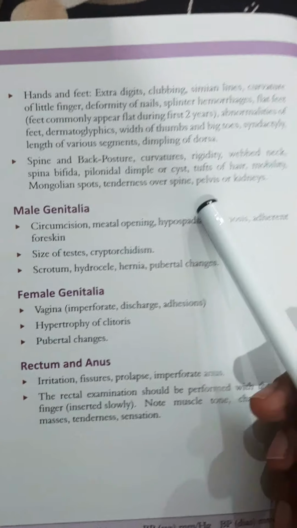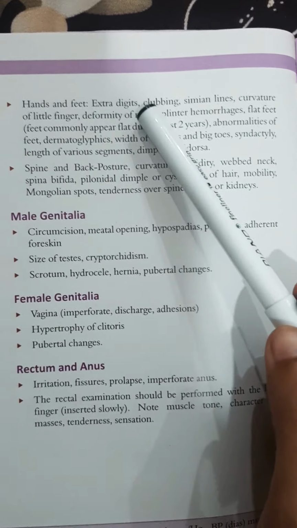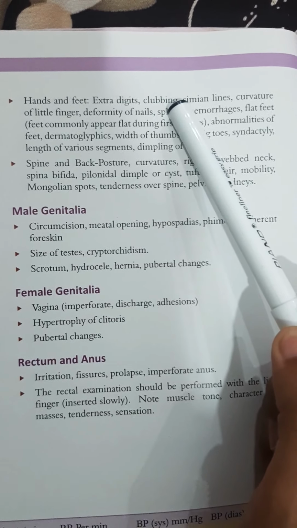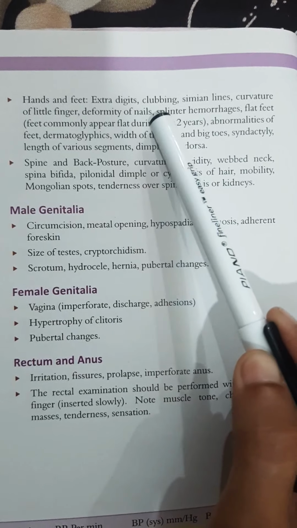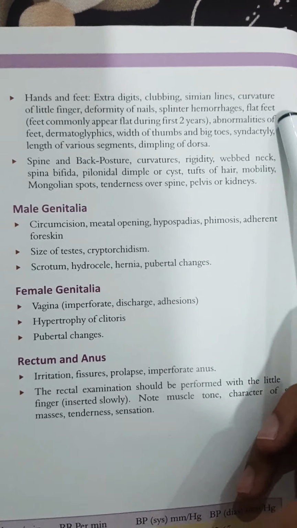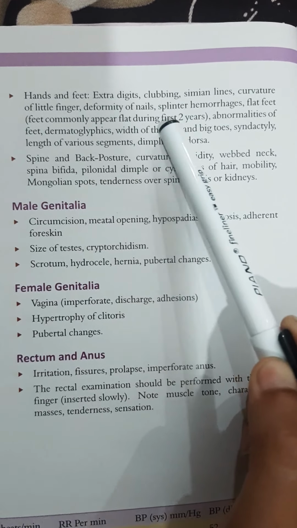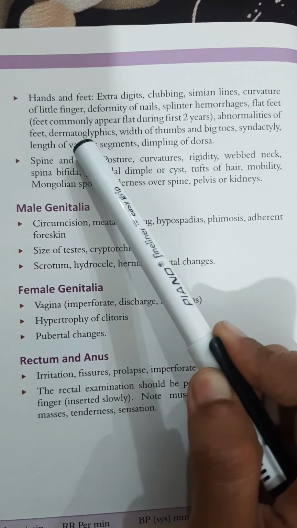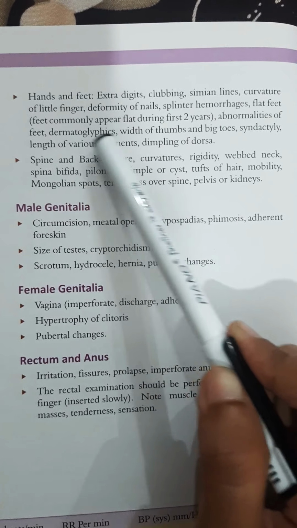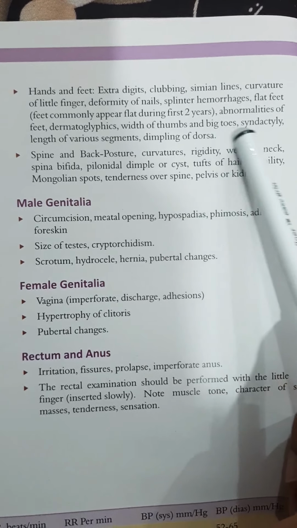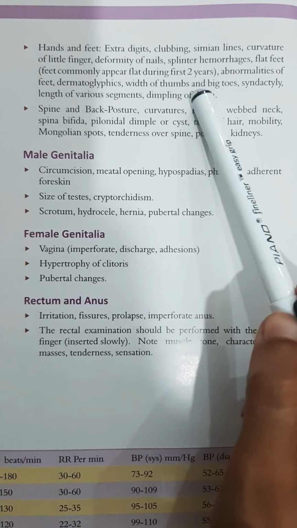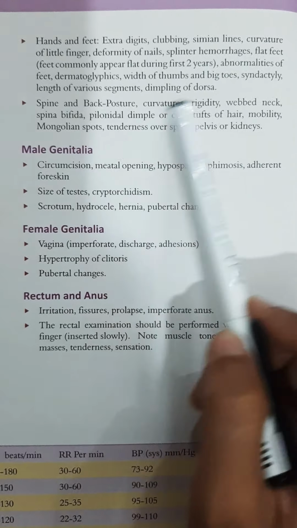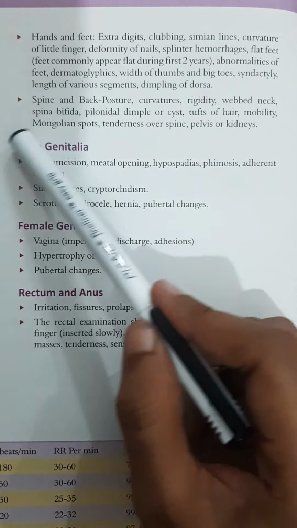and tibial torsion. Hands and feet are checked for the extra digits, clubbing, simian creases, curvature of the little finger, deformity of the nails, splinter hemorrhages, flat feet. Feet commonly appear flat during the first 2 years. Abnormalities of the feet, dermatoglyphics, width of the thumbs and big toes, syndactyly, length of the various segments and dimpling of the dorsa. Any of these, if present, may indicate a disorder of the musculoskeletal system.